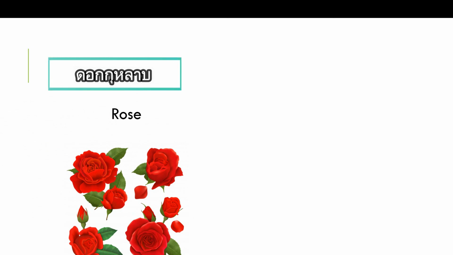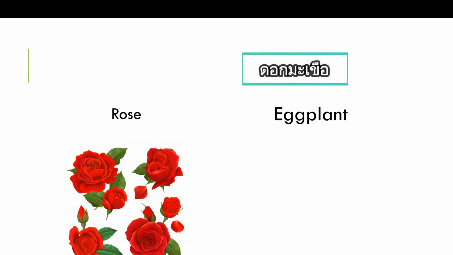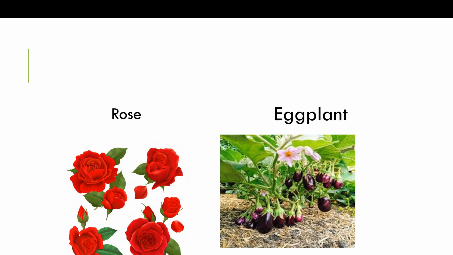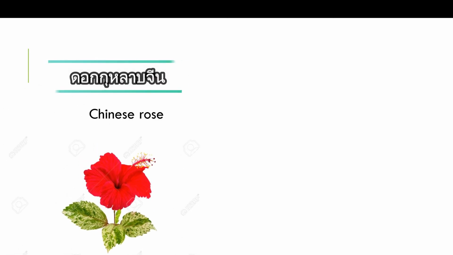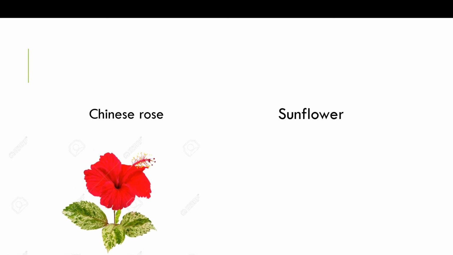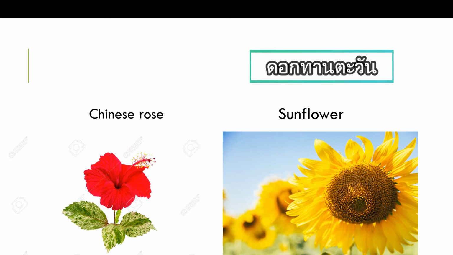For example, the rose. Rose is a sexual reproduction plant because it has flowers. They have 2 parents. They have stamen, and they also have pistil. Also eggplants are flowering plants. Chinese rose, they have pistil and stamen. They have 2 parents. Sunflowers also are flowering plants.